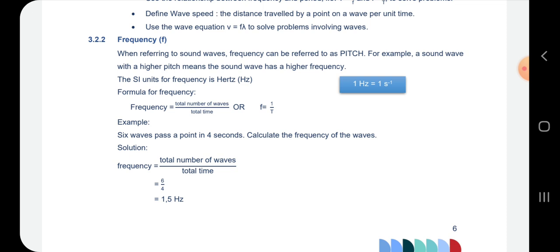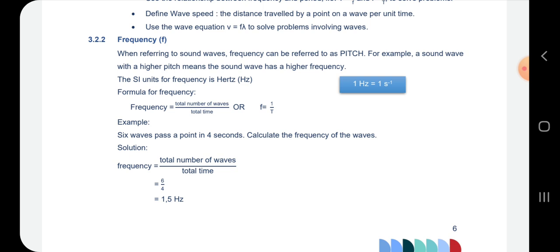Not difficult at all. We will also look at a straightforward example that we can follow: 6 waves pass a point in 4 seconds. Calculate the frequency of the waves.